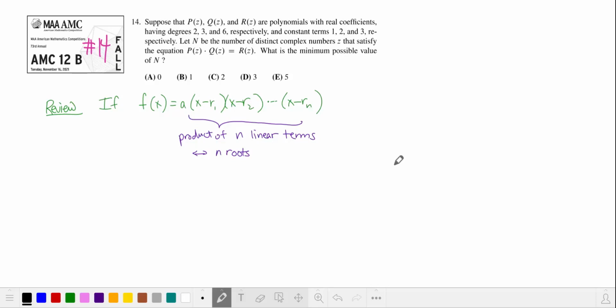We'll start with a brief review of polynomials. If you can write f as the product of these n linear terms, that is, if it has n roots, then it's easy to see that the highest power of x, that is, the degree of f, is going to be equal to n because we're multiplying these n x's together.